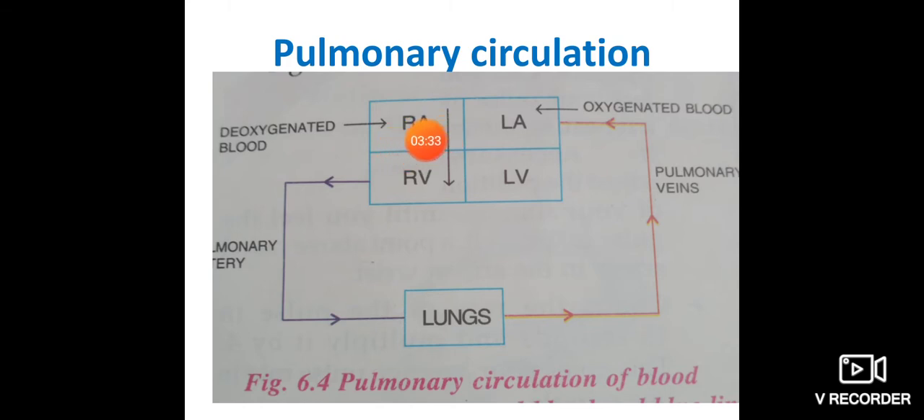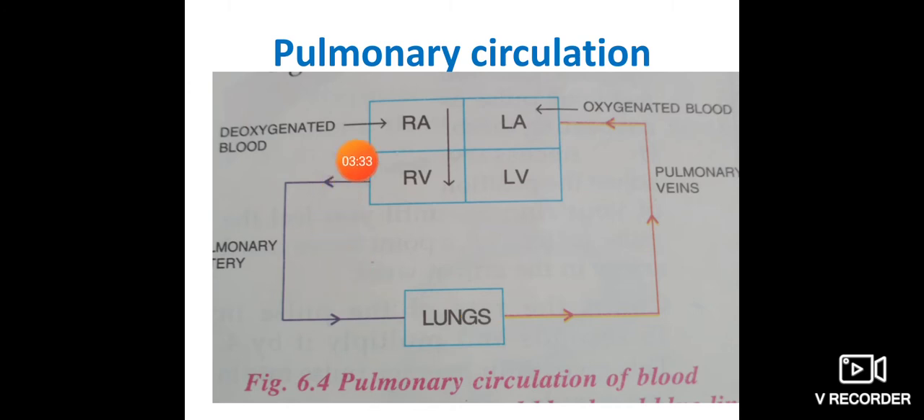Just see, this is the right auricle. This shows the heart chambers. This is the right auricle and this is the right ventricle. From the right auricle, the deoxygenated blood reaches the right ventricle, and from the right ventricle, through the pulmonary artery, that deoxygenated blood reaches the lungs.